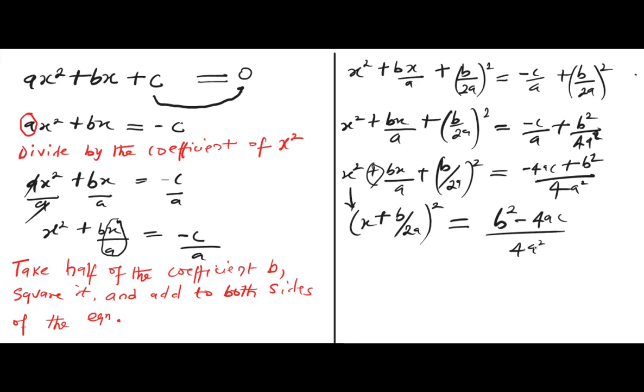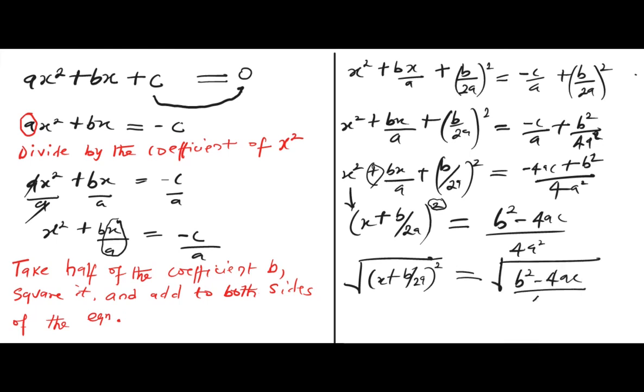For us to eliminate this square that is here, we can take the square root. Let me write it here. The square root of x plus b over 2a all squared equals, and we also take the square root of this side, the square root of b squared minus 4ac divided by 4a squared. Remember, this square root covers everything.